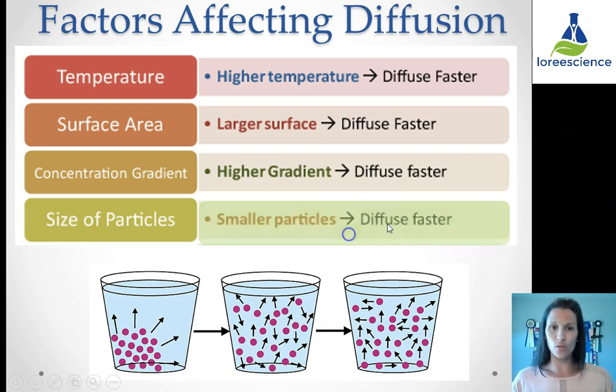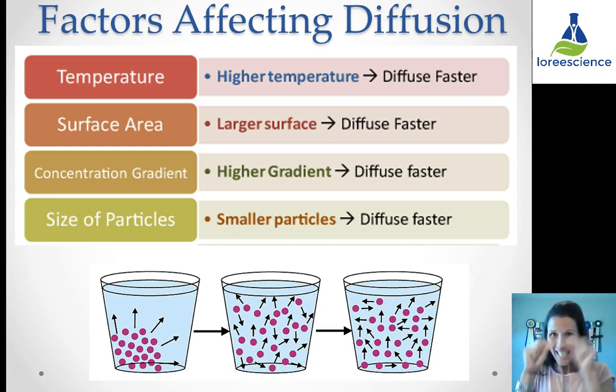Size of particles. The smaller the particles, the faster they're going to diffuse. Why? Smaller particles can kind of zip in between other things, and they can kind of mingle their way through things, which allows them to spread out faster. And spreading out faster is diffusion.